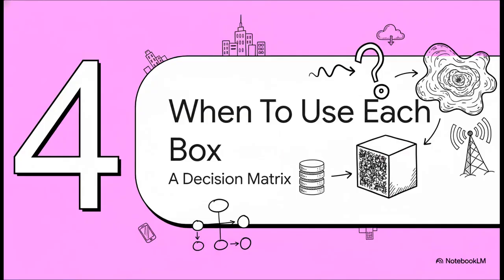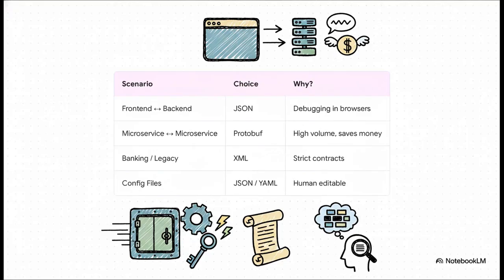Okay, so that's the theory. But let's get real for a minute. When would you actually pick one of these boxes over the other in a real-world project? Think of this table as your cheat sheet. Let's run through it. If you've got a web browser talking to your server, you're using JSON. End of story. Browsers speak it natively. Now, what if you have your own services, your microservices, all chatting internally at a really high volume? That's when you reach for Protobuf. Those savings in bandwidth and speed, they translate directly into saving real money on your server bills.